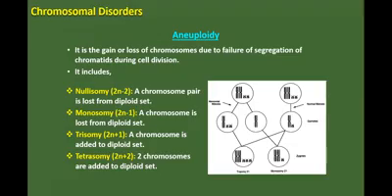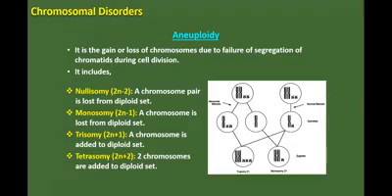When chromosomes are lost, or an extra chromosome is gained, it is called aneuploidy. It includes nullisomy, where a chromosome pair is lost from the diploid set. Another one is monosomy, where a chromosome is lost from the diploid set. When a chromosome is lost from the diploid set, it is called monosomy.